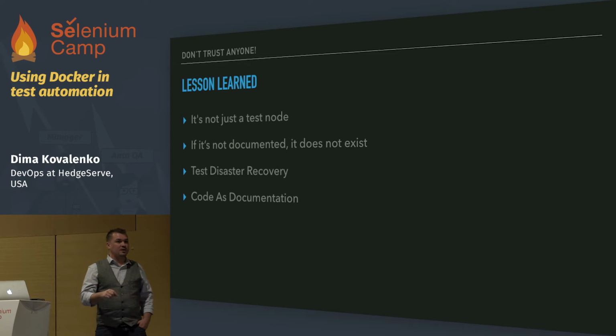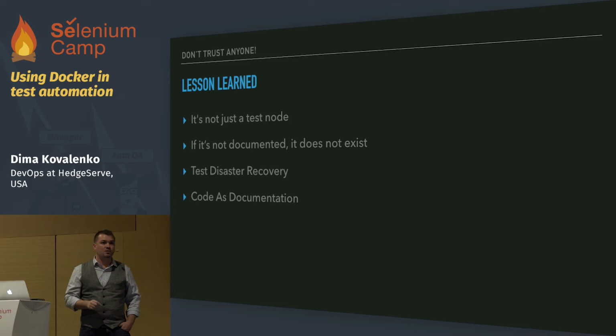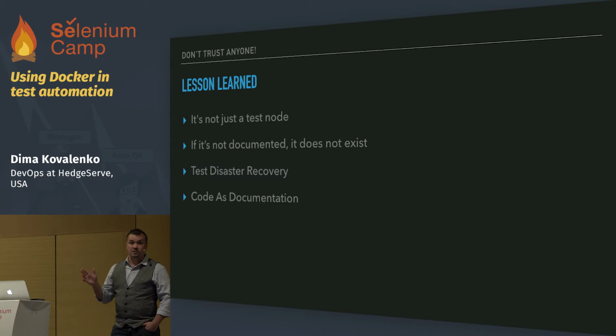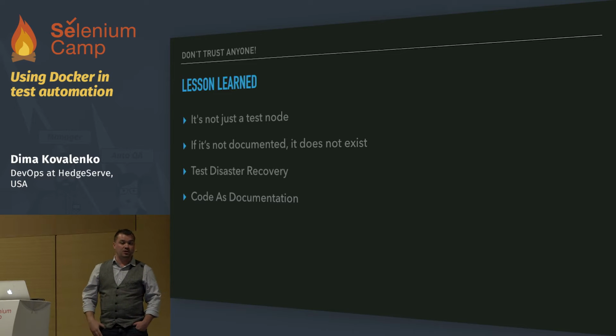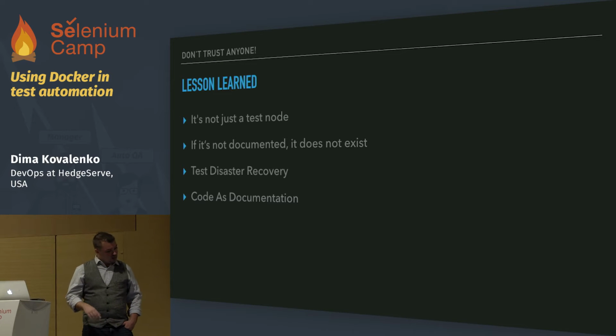If how you set the node up is not documented, the node does not exist, it'll be gone. Practice disaster recovery. Just pretend that the machine crashed and you have to go and recreate it from scratch. Do it on a regular basis. Do it once a week. And keep your documentation as code. That's the Martin Fowler principle of agile development.